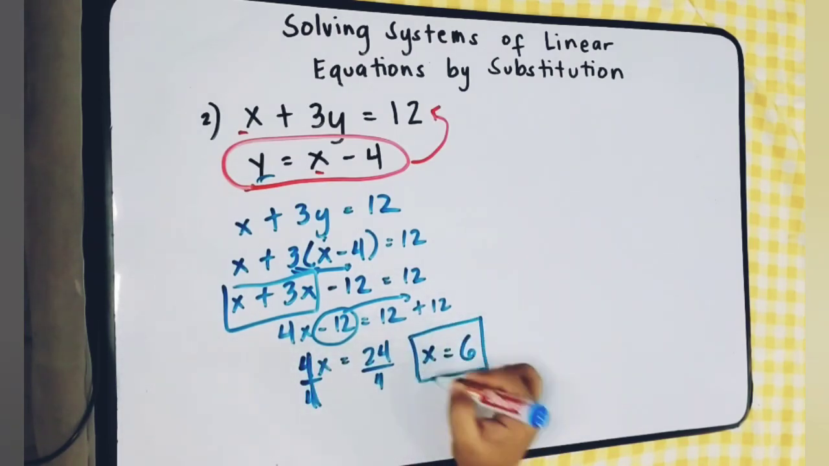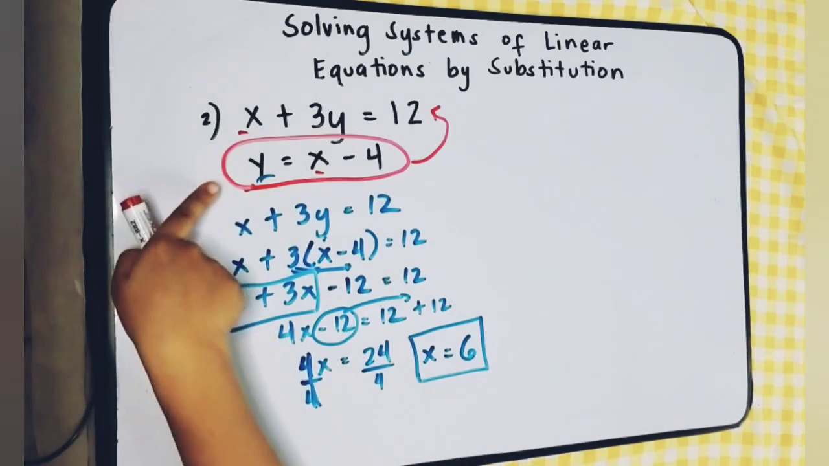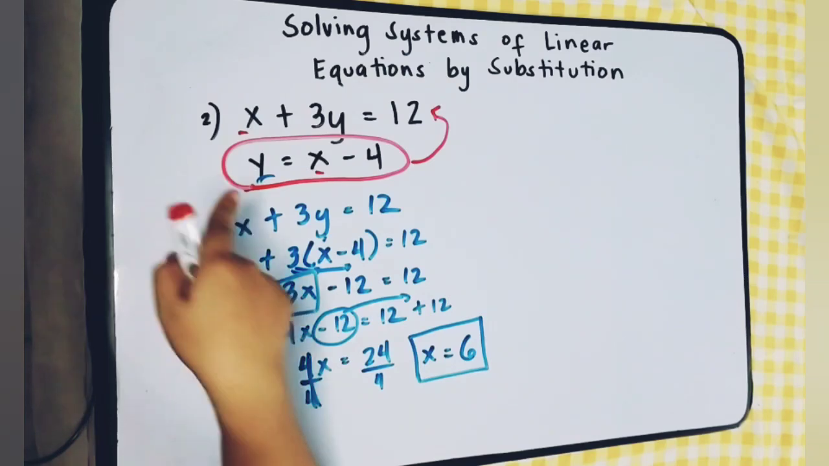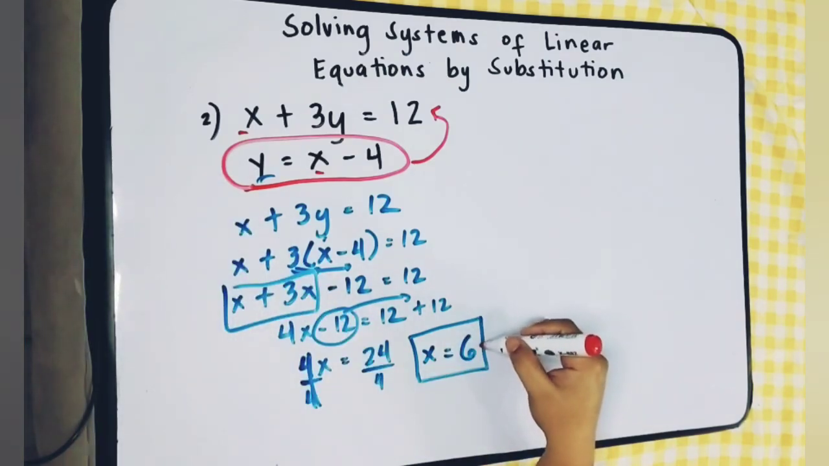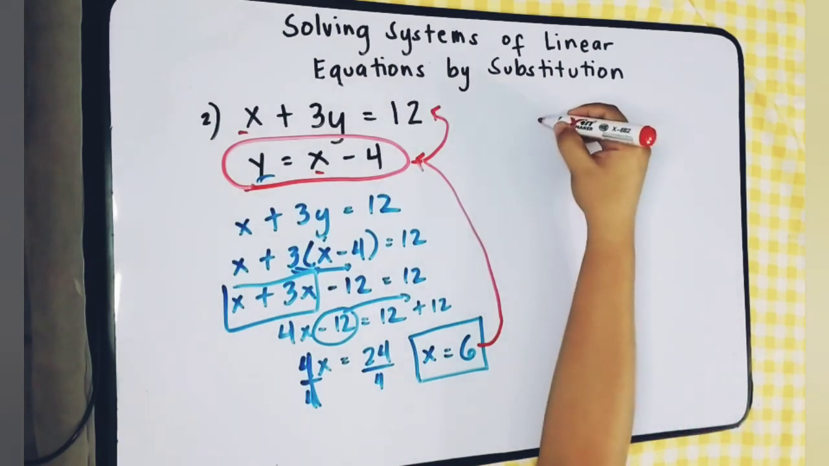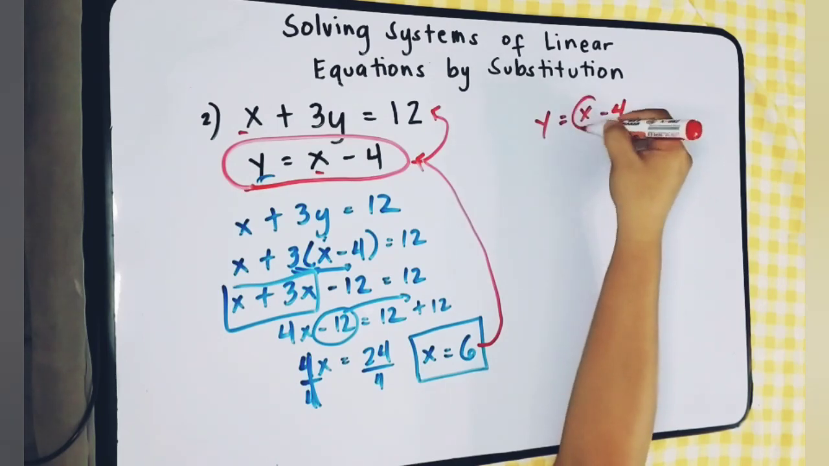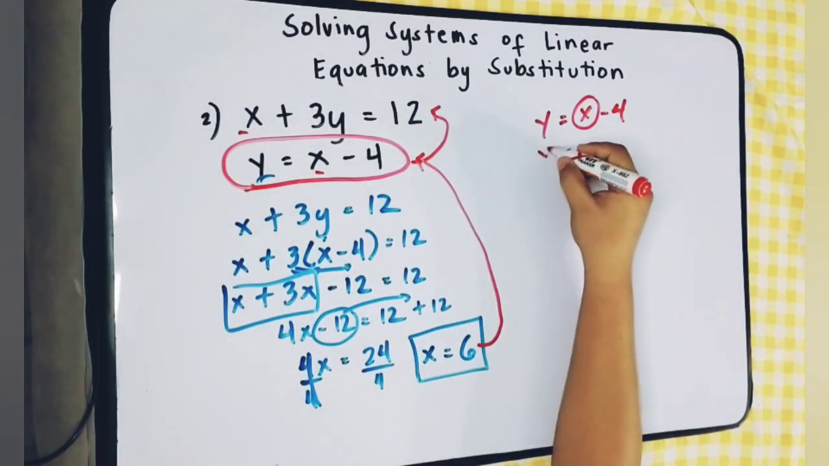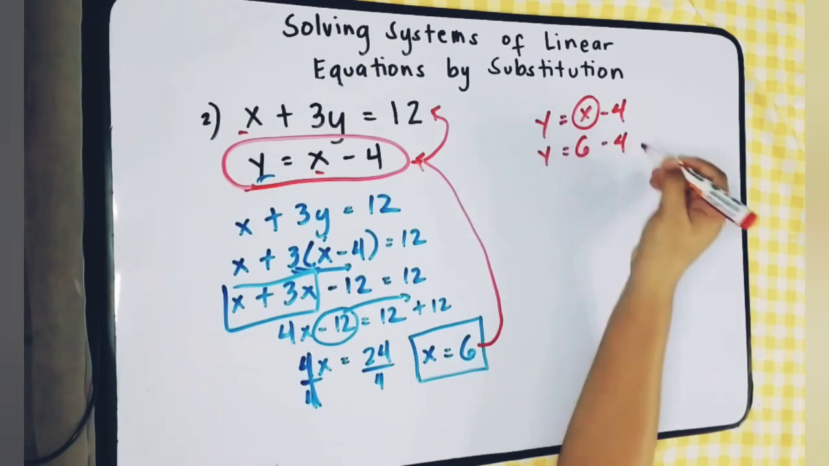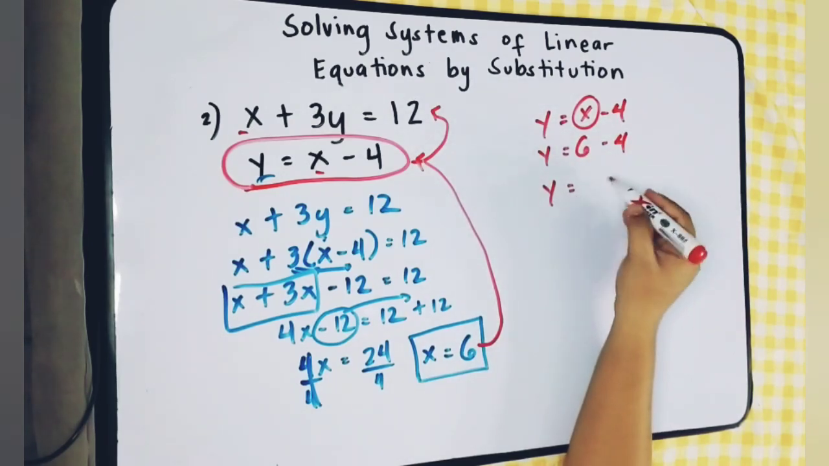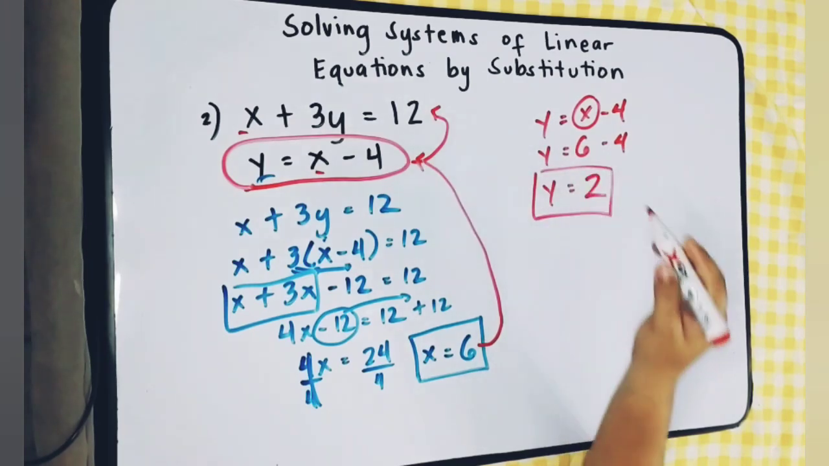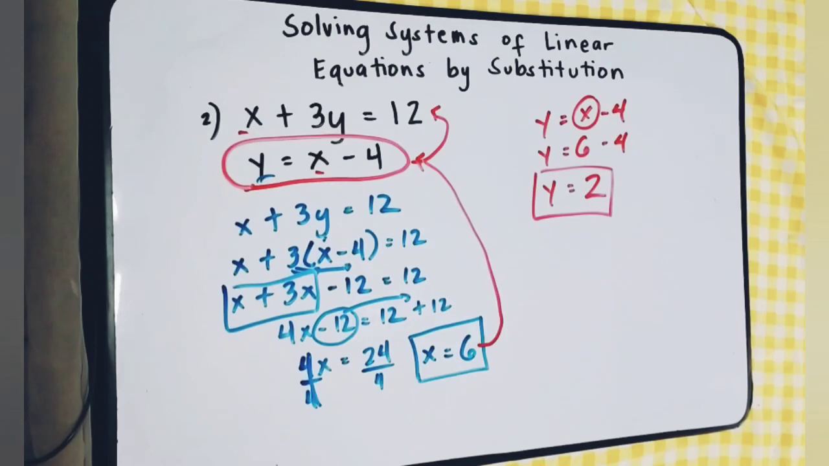Since we have now the value of x, which is 6. Again, substitute. Saan natin nasa iso-substitute? Dito dun sa nakuha natin na first equation kay y. So, substitute natin si x now ng 6. So, y is equal now to x minus 4. So, x now will become 6. So, we have here y equals 6 minus 4. That is 2. So, therefore, here are the answers. X is equal to 6 and y is equal to 2.